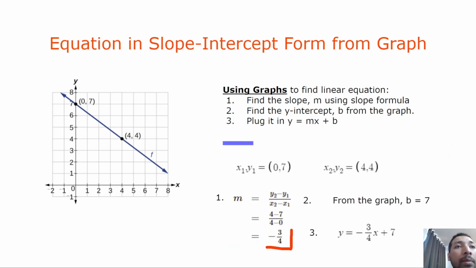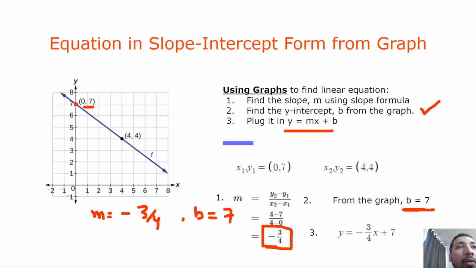Once we have our m equals -3 over 4, we can find the y-intercept from the graph. If you look at the graph, the y value at the y-axis is 7. So our b is equal to 7. So we know our m is -3 over 4 and b is equal to 7. So we plug it in the formula y equals mx plus b. We get y equals -3 over 4x plus 7. This is how we find the equation of the line in slope-intercept form from the graph.